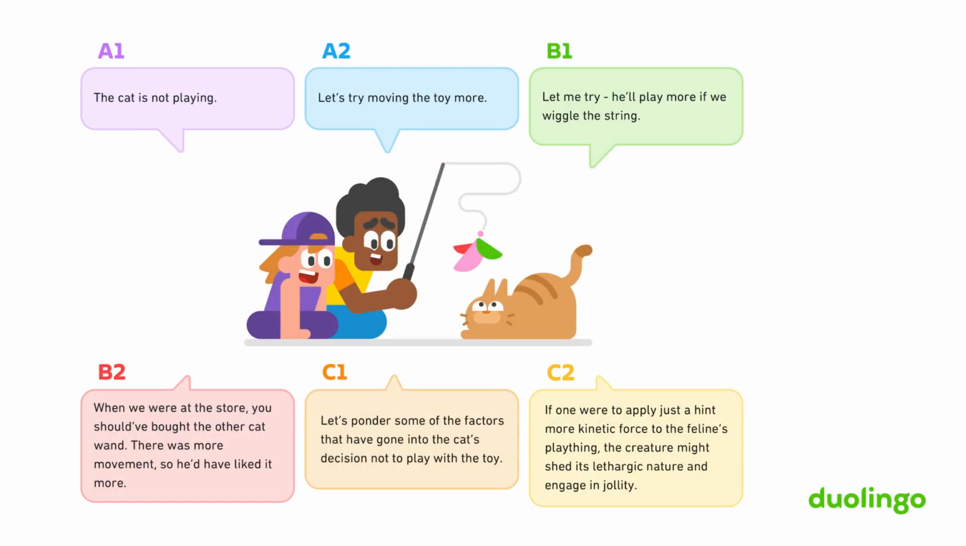And you can see here at C2 level, if one were to apply just a hint more kinetic force to the feline's plaything, the creature might shed its lethargic nature and engage in jollity. We sometimes refer to this as Obama level command of the language. But these are our 6 CEFR levels, and we'll move on, but I do want to mention these because I'll reference them later, especially when we talk about simplification.